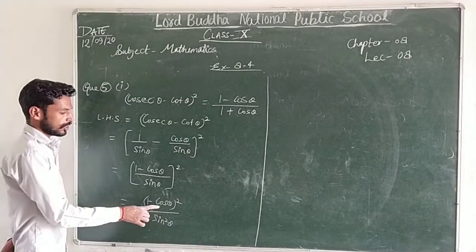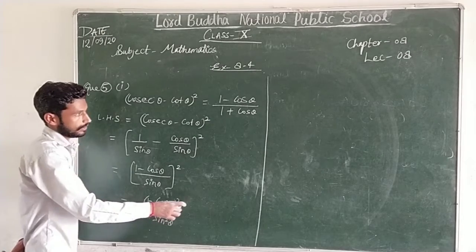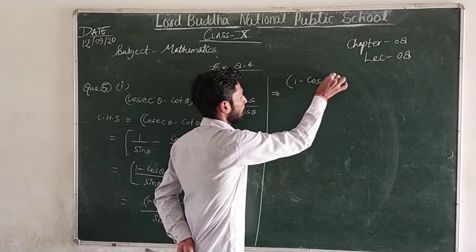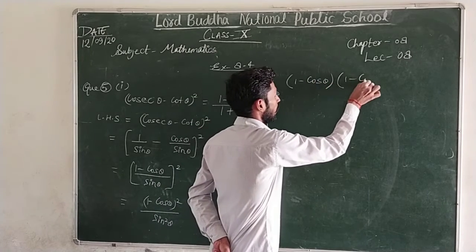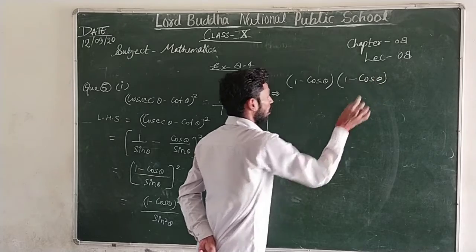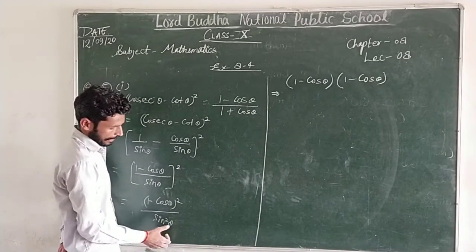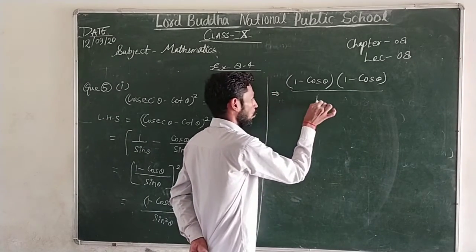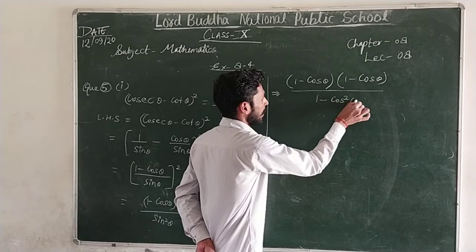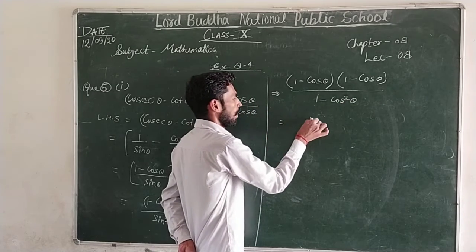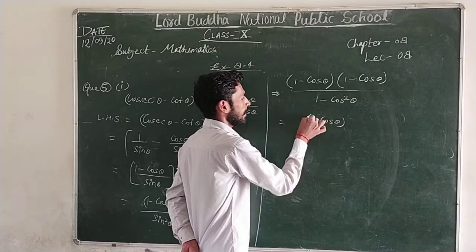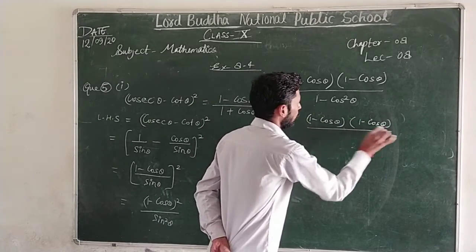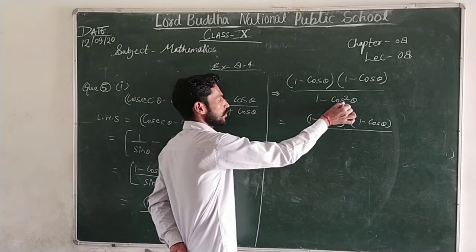Now (1 minus cos theta) whole square can be written as (1 minus cos theta) in one bracket and (1 minus cos theta) also in the next bracket, because there is a square, and in place of sin square theta we can write 1 minus cos square theta. So we have (1 minus cos theta) in the first bracket and (1 minus cos theta) in the next bracket, whole divided by 1 minus cos square theta.